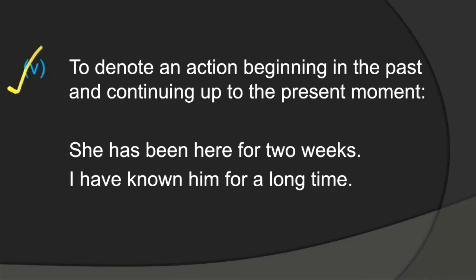Number 5. Present perfect tense is used to denote an action beginning in the past and continuing up to the present moment. She has been here for 2 weeks, which means she came here 2 weeks ago and is still here. I have known him for a long time. This action started long ago and is still continuing.